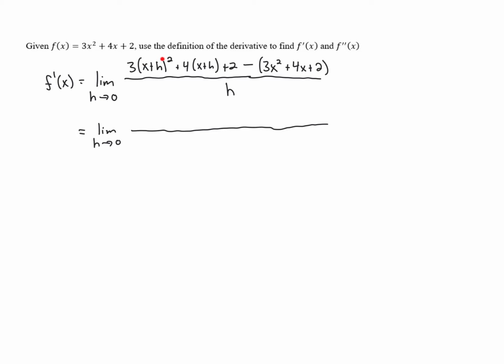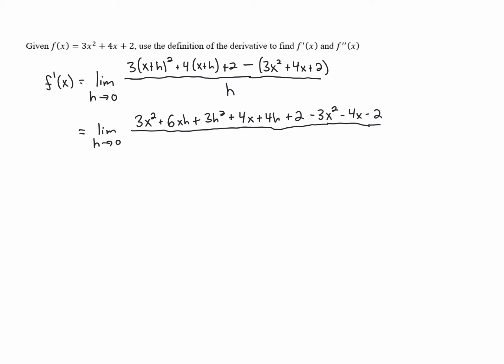X plus h squared is x squared plus 2xh plus h squared, and then we have to multiply all of that by 3. So that's going to be 3x squared plus 6xh plus 3h squared. Then we have to distribute that 4, so plus 4x plus 4h, and then plus 2. Then we're going to have to distribute the subtraction into all of the terms in that last polynomial, which is going to make all of them negative. Minus 3x squared minus 4x minus 2.